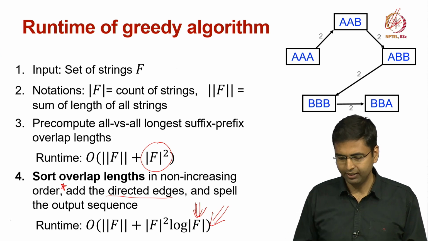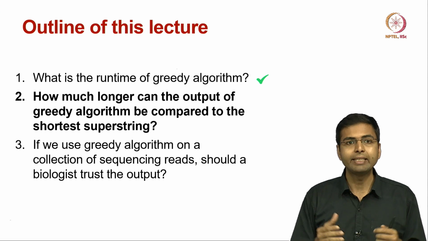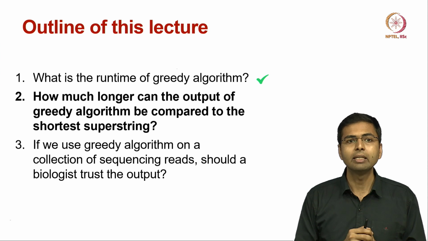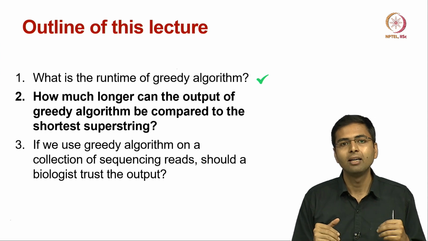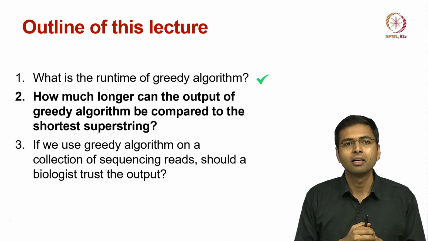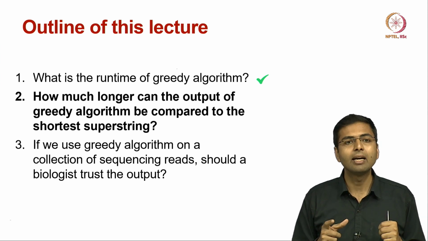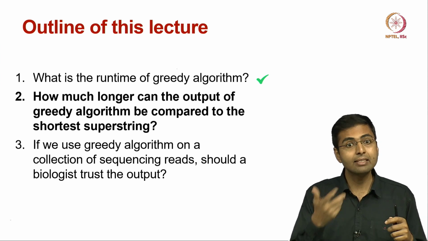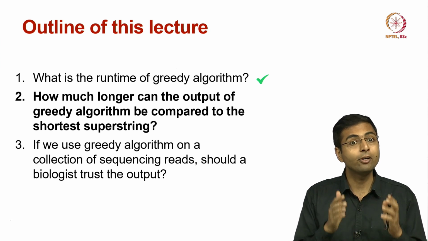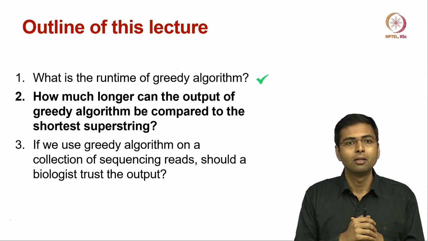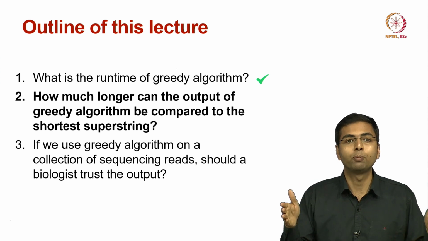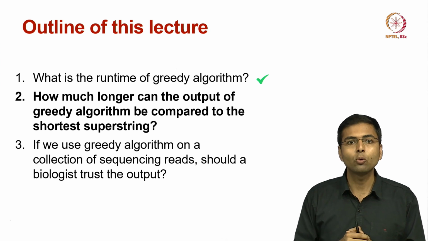So, let us proceed forward and move to the second question for this lecture, that is, how much longer can the output of greedy algorithm be compared to the shortest superstring. As I mentioned earlier, the greedy algorithm guarantees that the output is a superstring, but it is not guaranteed to be the shortest superstring. So, how long can the superstring output be compared to the shortest superstring? Let us look at that.